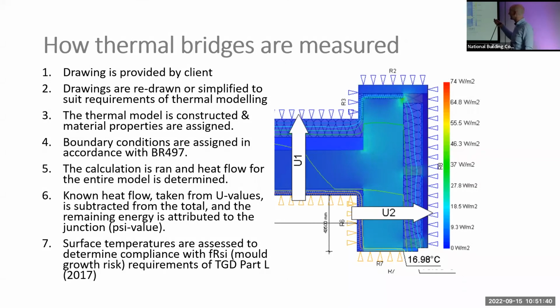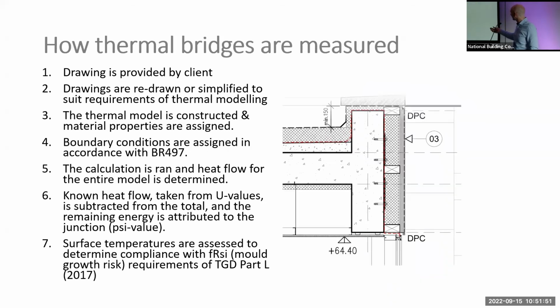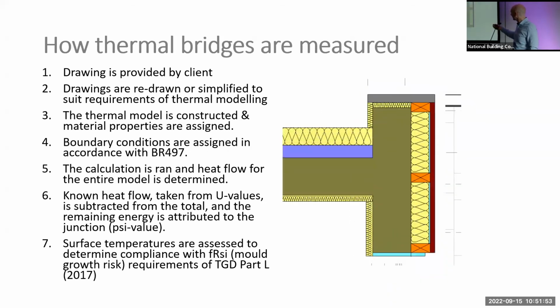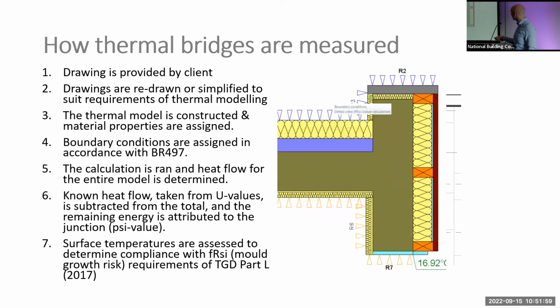Trying to get your hands on good quality drawings that are fully coordinated. The problem here is not our standards. The problem is the processes that we're following and how we arrive at a final detail. So we typically redraw the drawing. Go back to the start of this thing. We redraw it and construct a thermal model that's simplified but represents everything that has to go in there in accordance with the standard. We assign our boundary conditions.